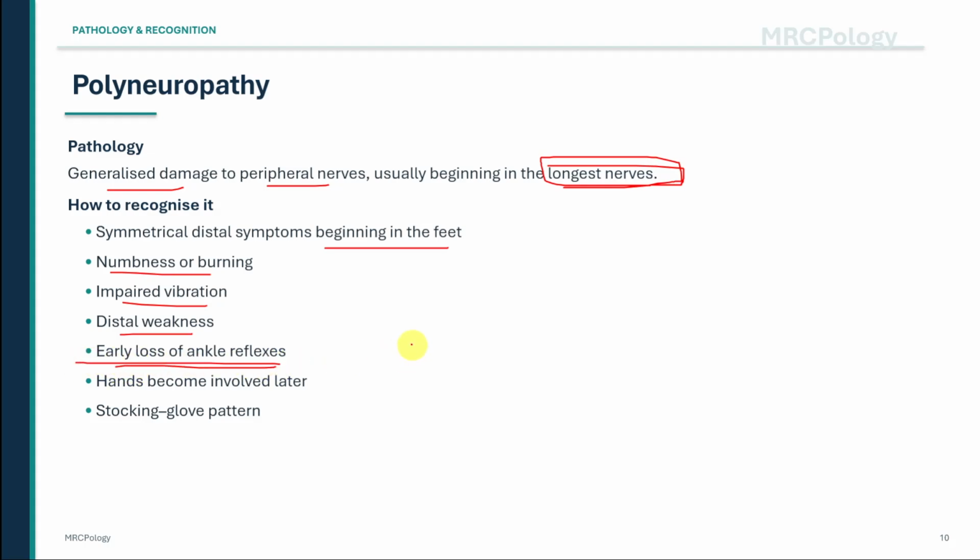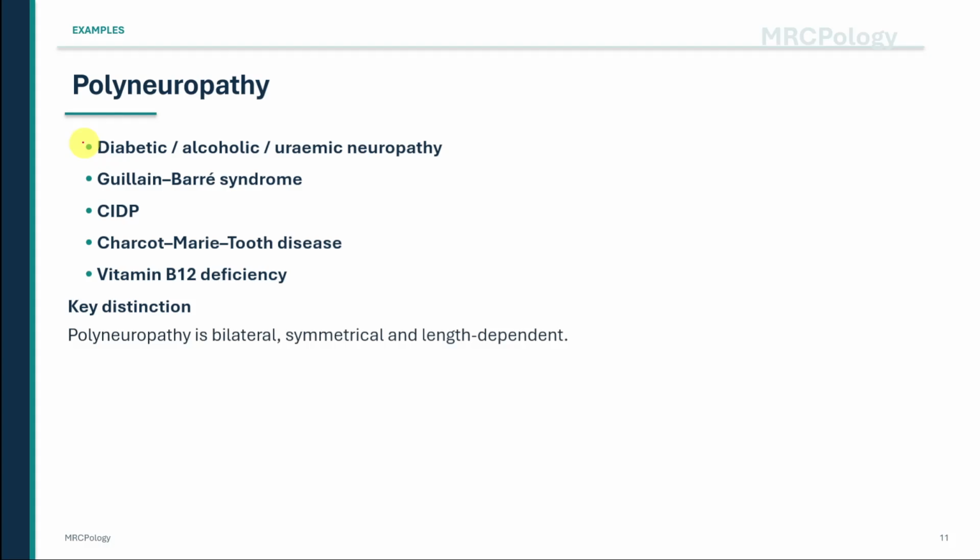As the neuropathy progresses, sensory symptoms move upwards in the legs. The hands become involved later, producing the characteristic stocking-glove distribution. In PACES, you could say, there is a symmetrical, length-dependent sensory-motor peripheral neuropathy with distal sensory loss, distal weakness, and reduced ankle reflexes. Common causes include diabetic, alcoholic, and uremic neuropathy. These usually produce a chronic, symmetrical, length-dependent pattern.